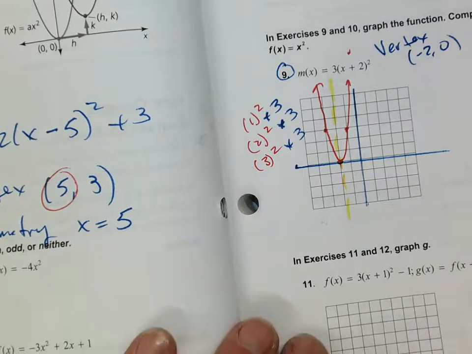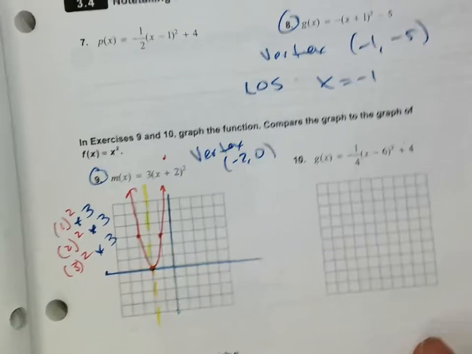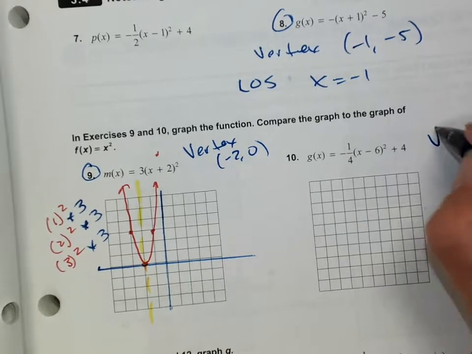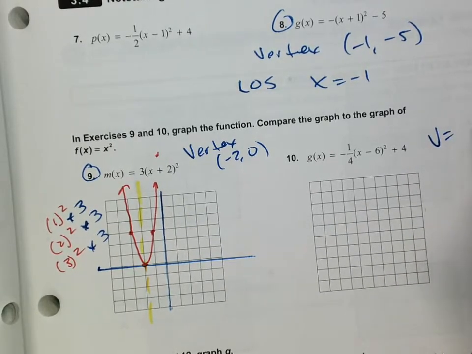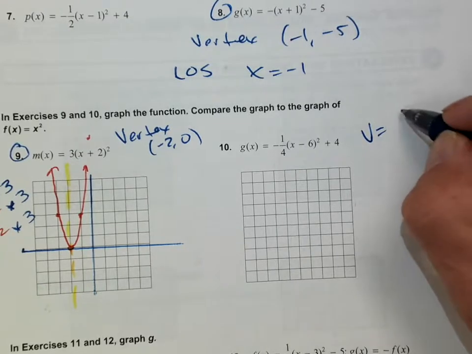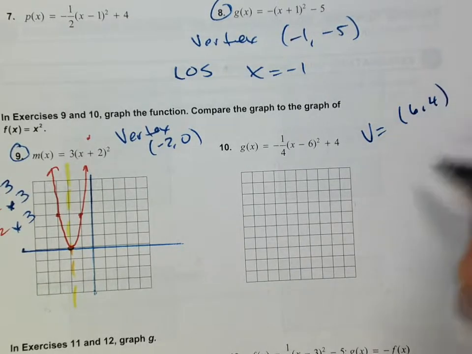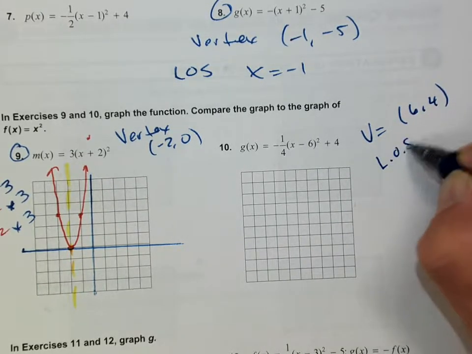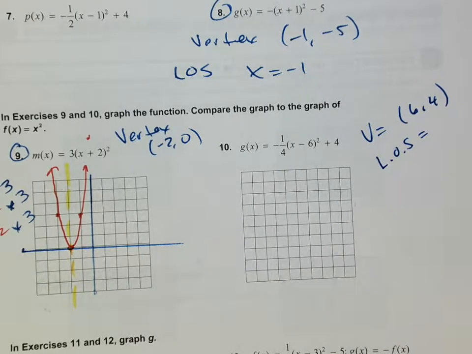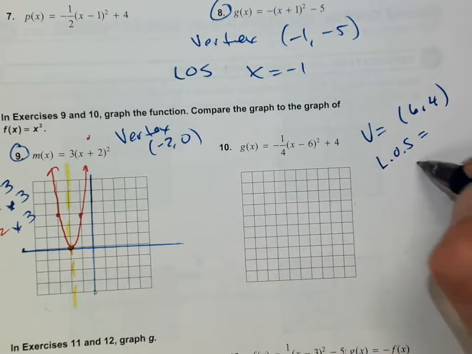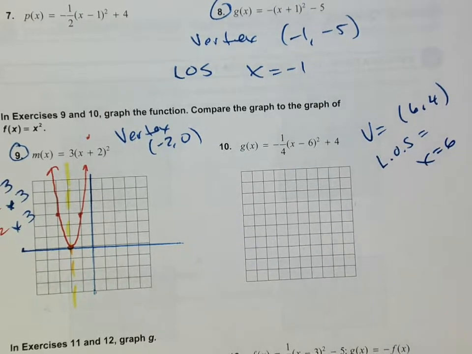So let's do 10 real quickly. Caleb, go ahead. Since you got it last time, Caleb, what's the vertex? 6, 4. Everybody agree? Line of symmetry is what? X equals 6. So 6, 4.